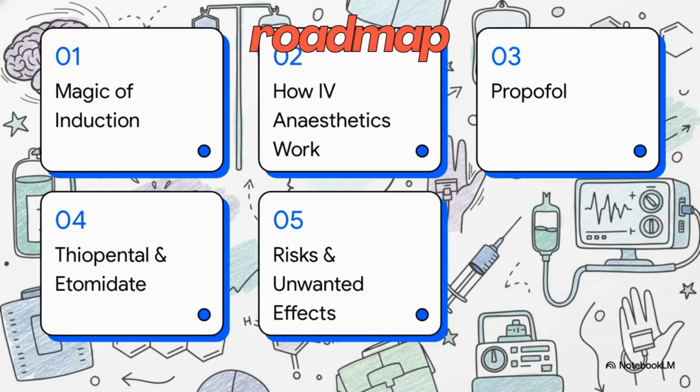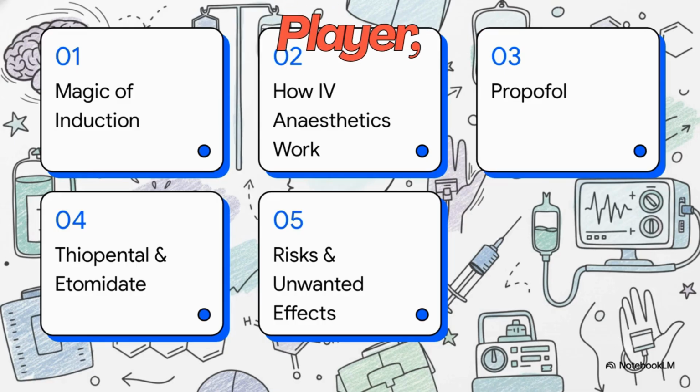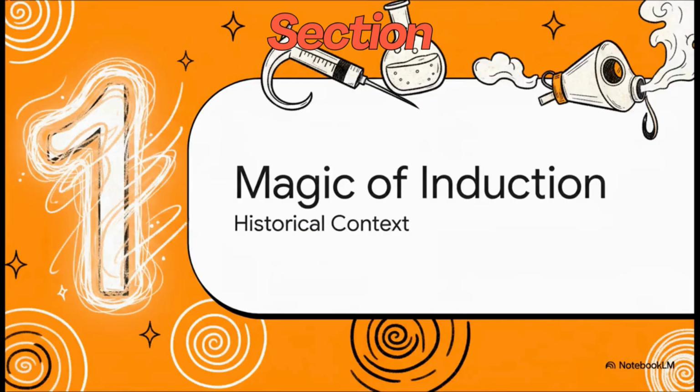All right, here is our roadmap for today. 1. The magic of induction. 2. How IV anesthetics work. 3. The star player, propofol. 4. Thiopental and etomidate. And 5. Risks and unwanted effects.